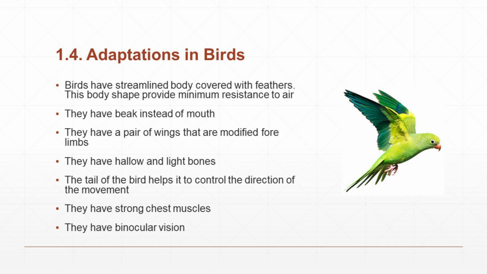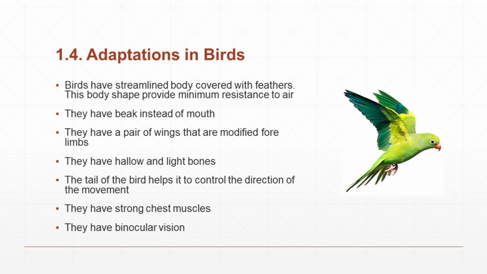On the ground, they perch well on the branches of trees with the help of a pair of clawed feet. The tail of a bird helps it to control the direction of movement. They have strong chest muscles which help them withstand the pressure of the air while flapping their wings during flight. At a time, birds can see one object with one eye and another object with the other eye, that is binocular vision.